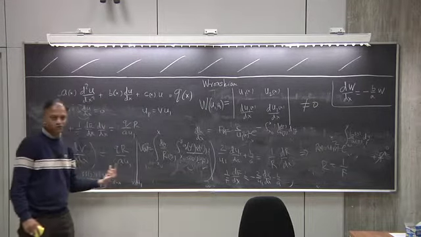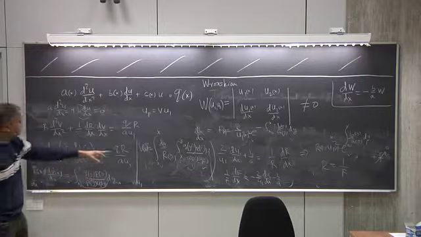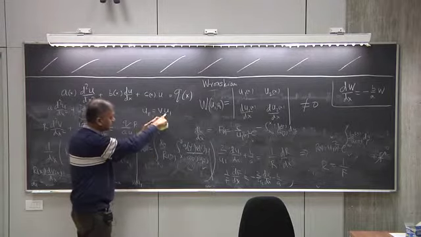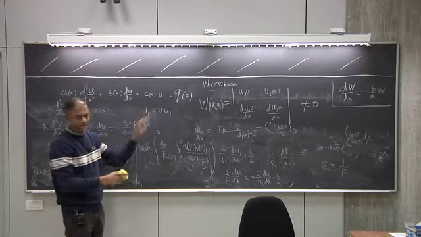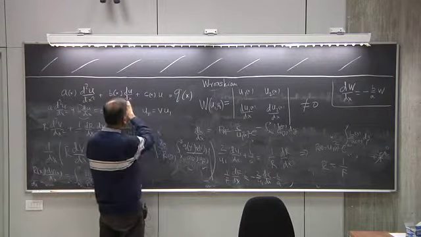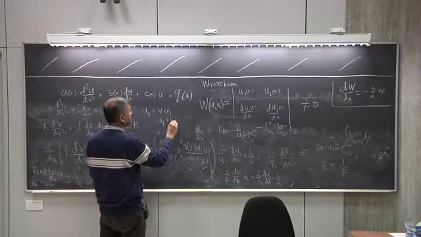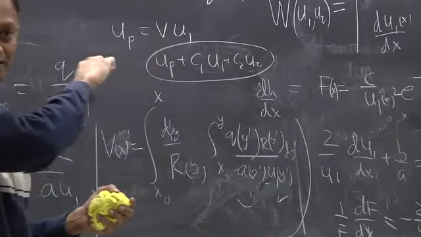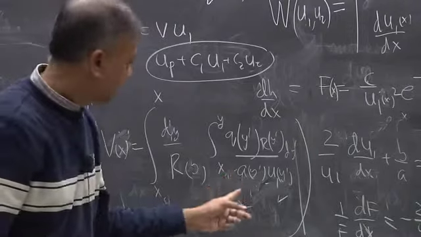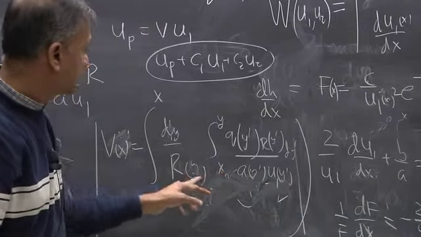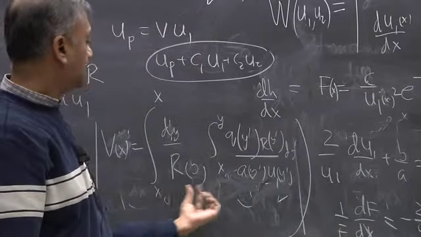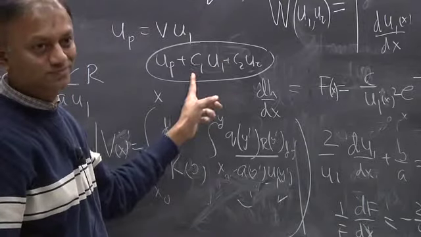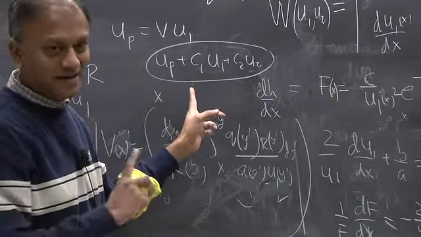But all that amounts to is, after all, UP was V times U1. So take this V and multiply by U1. That is a particular solution. But the general solution of this equation was UP plus any constant times U1 plus any constant times U2. That was the most general solution. So you should be able to show that choosing different values of constants, different initial points of integration, all that actually amounts to just changing C1 and C2. That's a good exercise to check.